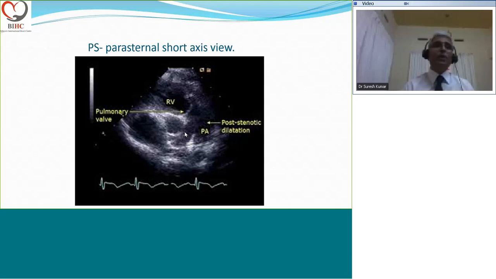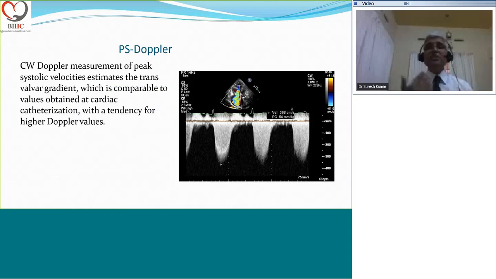And you would align your continuous wave cursor along the jet and measure the systolic velocity. One would say that it tends to correlate with the values that you get at cardiac cath, but it always has a tendency to exaggerate the value.